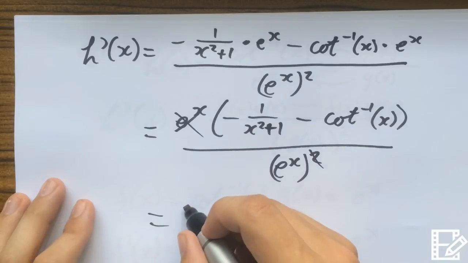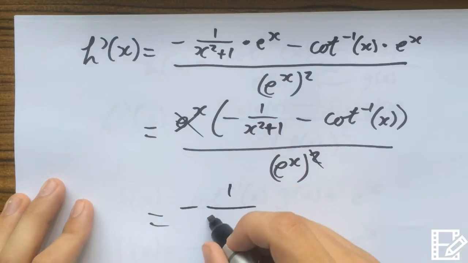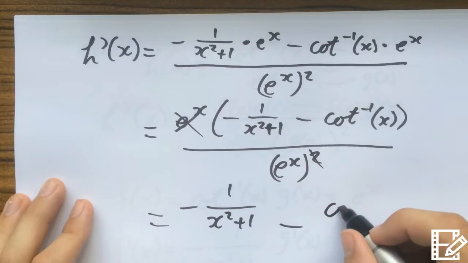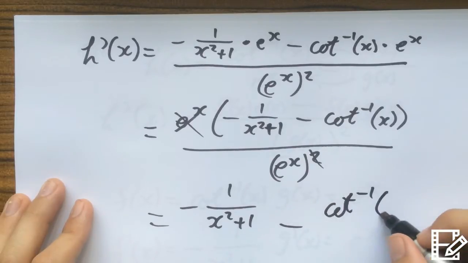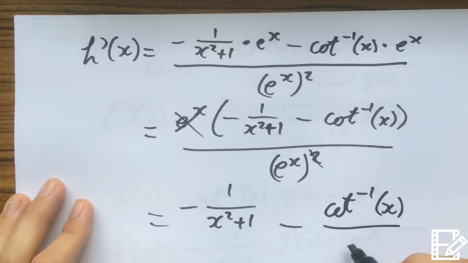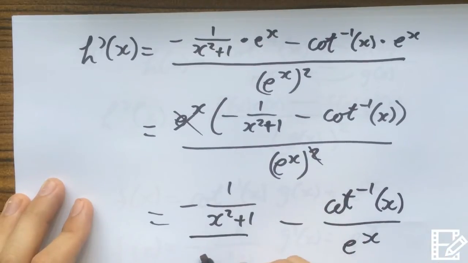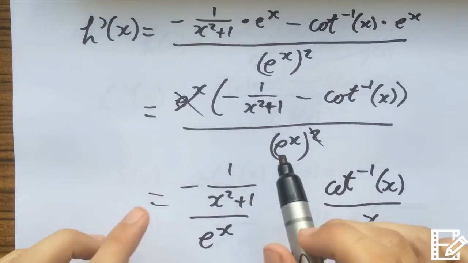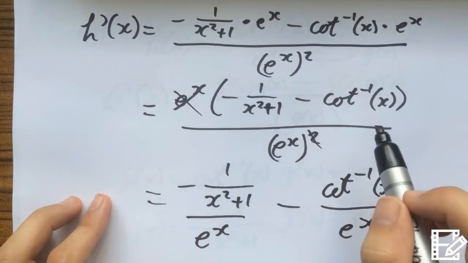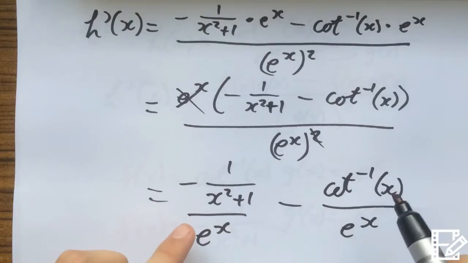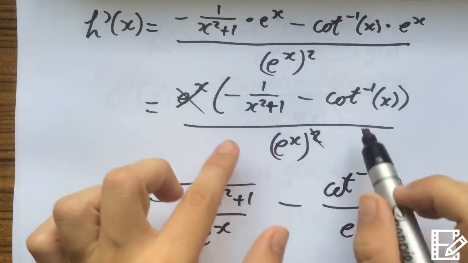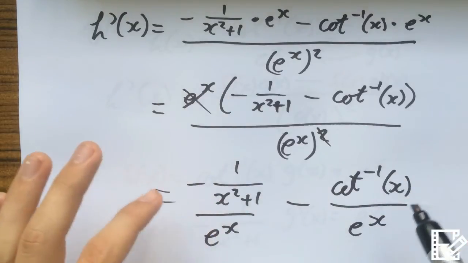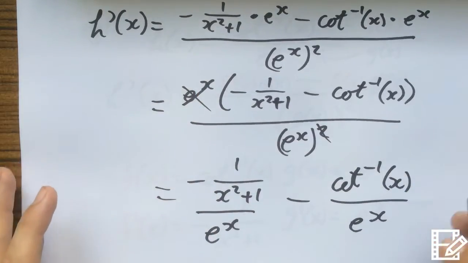So what we're left with is negative 1 over x squared plus 1, minus inverse cotangent of x. I'm going to split up these fractions, just like this. See how I did that? I put an e to the x on this side and an e to the x on this side, so it's the exact same thing still. I'm just moving things around. So I've just split it. It's the exact same thing, but I've just split it.